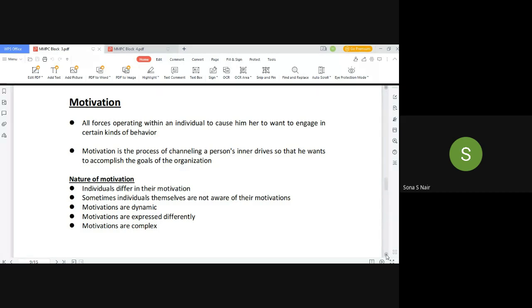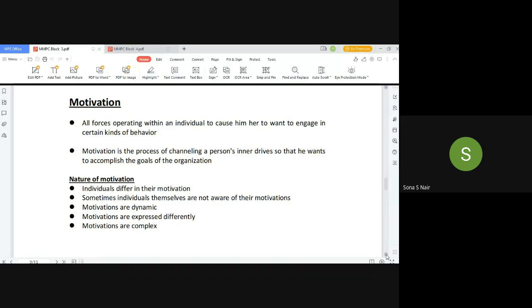Second point, sometimes individuals themselves are not aware of their motivations. So we might do certain things, not understanding the reason behind them. It's always possible that we're not aware of our own motivations. We might engage in certain kinds of behavior, but we might not be aware of the reason behind those activities.